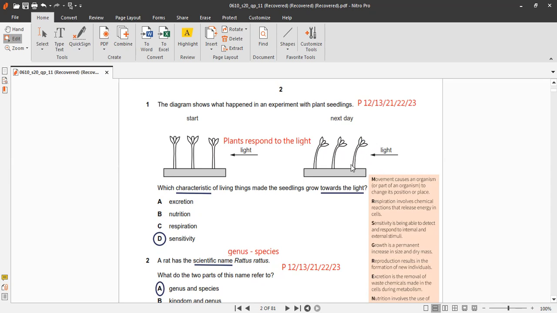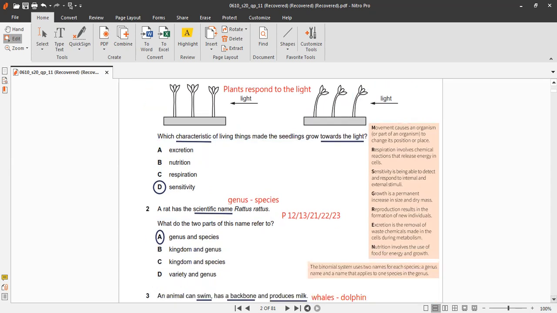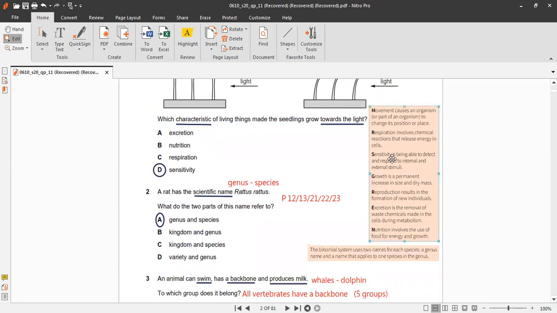and sensitivity. So the correct answer is D. Because sensitivity is being able to detect and respond to internal and external stimuli. Here, the external stimulus is the light, and the plant responds to the light by moving or growing towards the light.